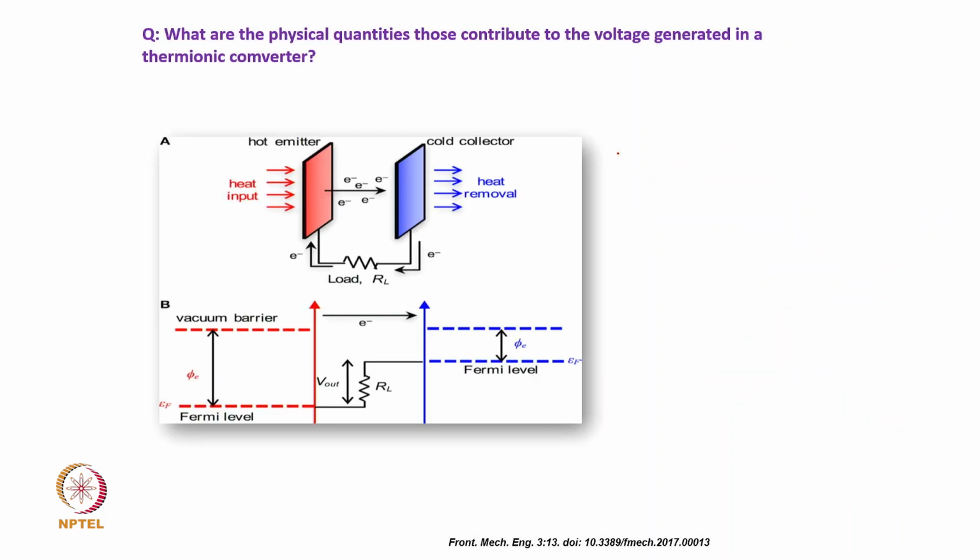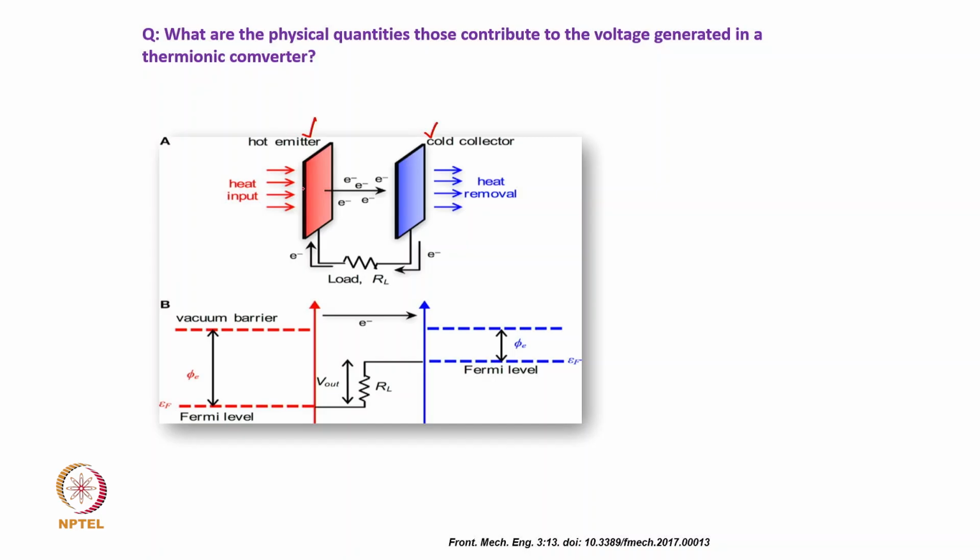Now, we come to the next question. What are the physical quantities that contribute to the voltage generated in a thermionic converter? It is a very important point, because once we talk about the converter or the energy device, we have to produce voltage. If we look at the configuration again, which I have discussed, we have a hot emitter, and then we have a cold collector.